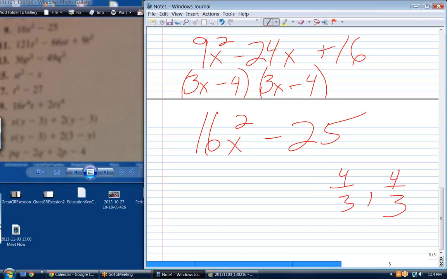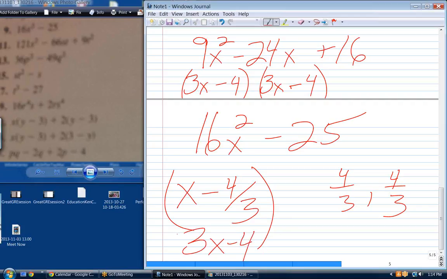So how do we convert those to factors? Well, if 4/3 is the answer, it means x minus 4/3 is the factor. You'd have to multiply by 3. So the 3's would cancel out on the fraction and it'd turn into 3x minus 4. Exactly. So that's how you take your calculator answer that you're going to be able to get and move it into a factor.